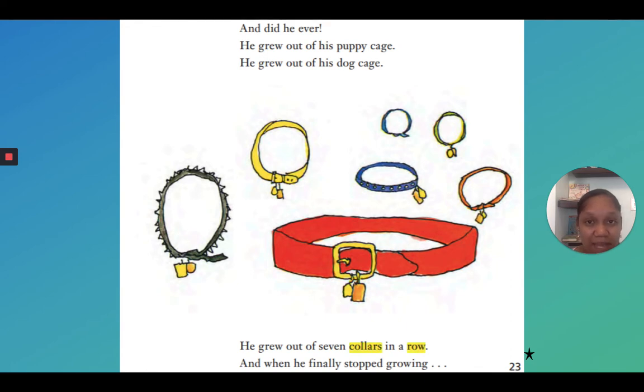Did you take a look back at this page? So let's see. It says he grew out of his puppy cage, he grew out of his dog cage, and he even grew out of his collar. So that means he kept growing and growing and growing, right? All right, let's continue.